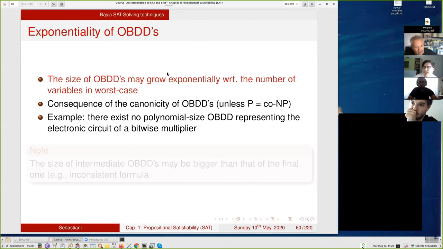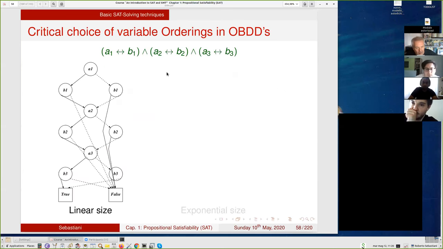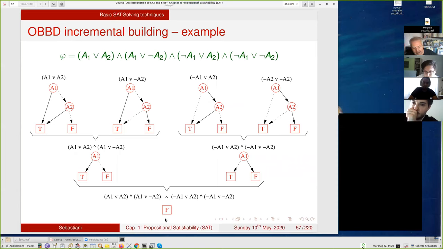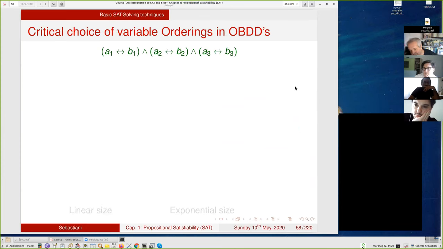Well, think about the example we drew here. The final BDD, the formula is inconsistent. The final BDD is false, but during that you have built several BDDs, possibly big ones.